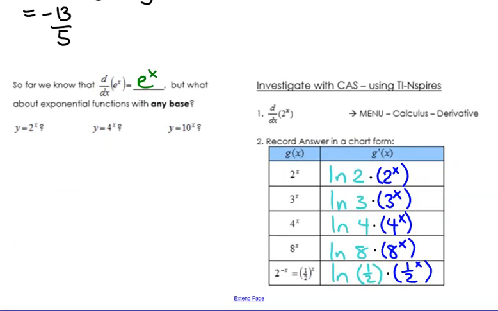Okay, so I did want to show you something with the graphing calculator in a second. We do know that the derivative of e to the power of x is e to the power of x. And so let's talk about the derivative of any exponential function. So we had seen that before, that any of these guys, their derivative is going to be the exact same thing.